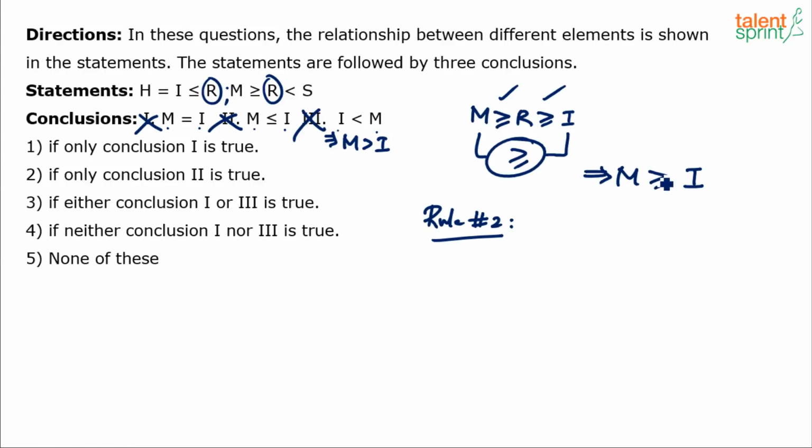Remember, M greater than I is possible. It's a possibility, but it's not a definite conclusion. M can be greater than I, but M need not be greater than I always. So independently, all the three conclusions are wrong. 1, 2, 3. All three are wrong.